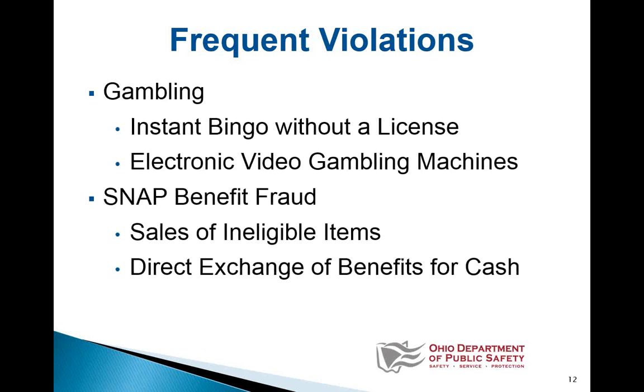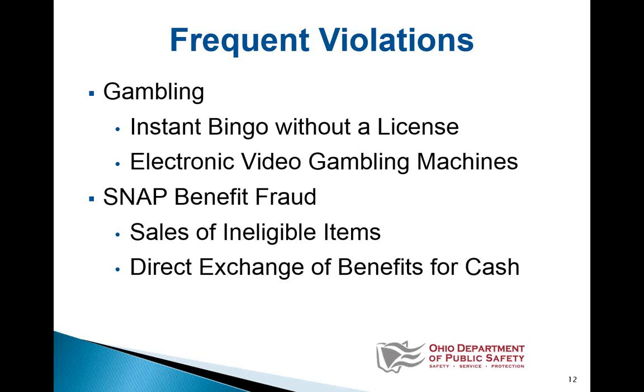On the SNAP benefits fraud, there are basically 3 methods of fraud that take place. The first is the direct sale of ineligible items, individuals that sell tobacco products or alcohol or non-food items for those benefits. Or there's the direct exchange of benefits for cash. In addition, we do have some investigations where a permit holder will accept an EBT card and actually use that at a third party, such as a grocery store or other convenience store, in order to purchase legitimate items to stock the shelves in their store.